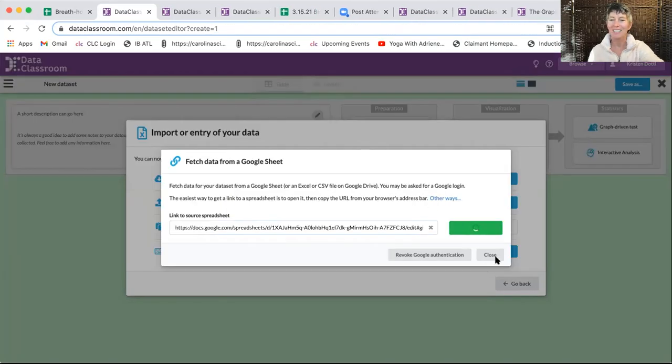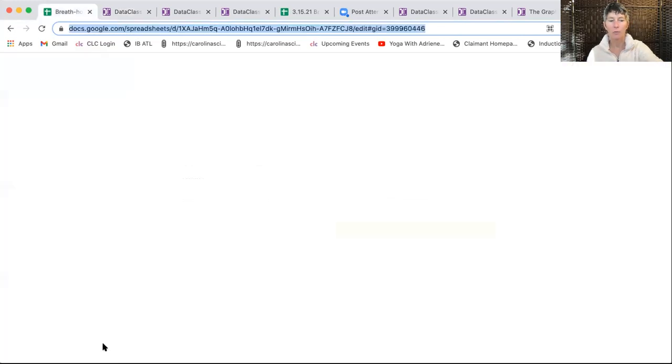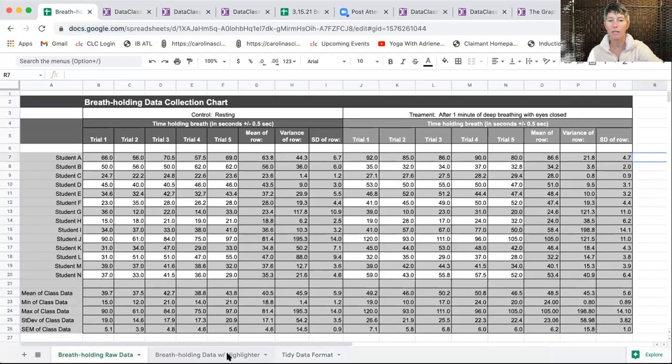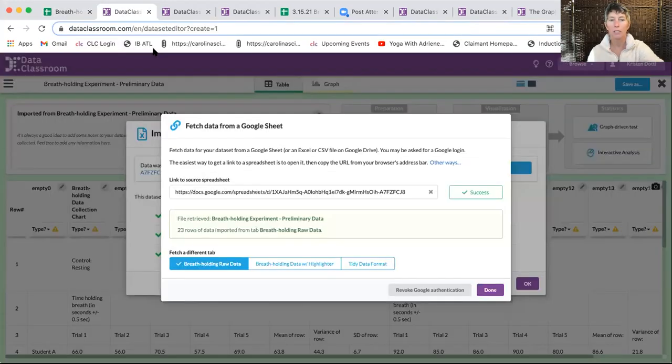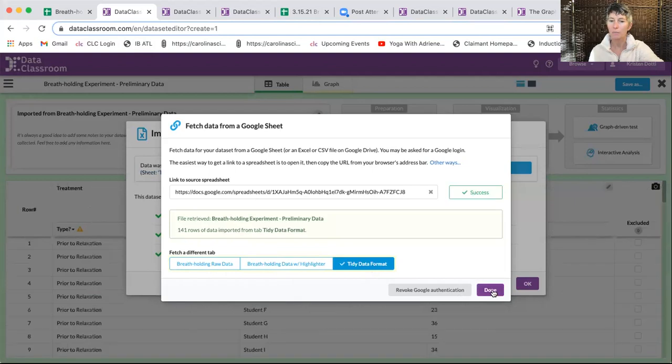And then I have 3 tabs on my data set. I have the breath holding raw data, and then I highlighted some of the data points, and then I changed it to tidy data format. And so when I'm bringing that in, it's going to ask me which of those 3 tabs do you want, and I'm going to import the tidy data format because it's already ready with some of the information I wanted to consolidate.